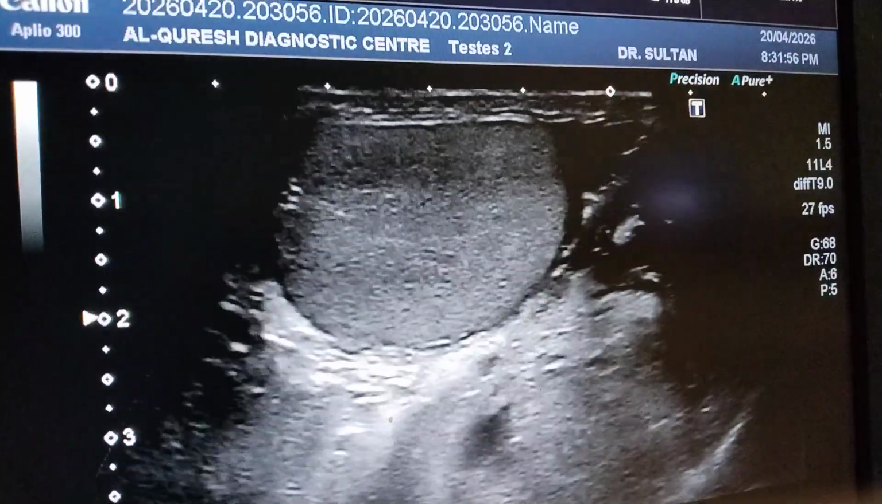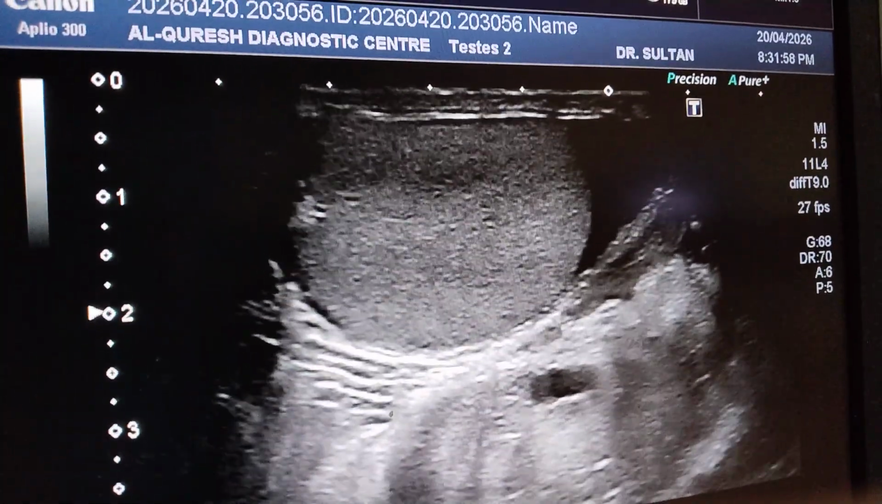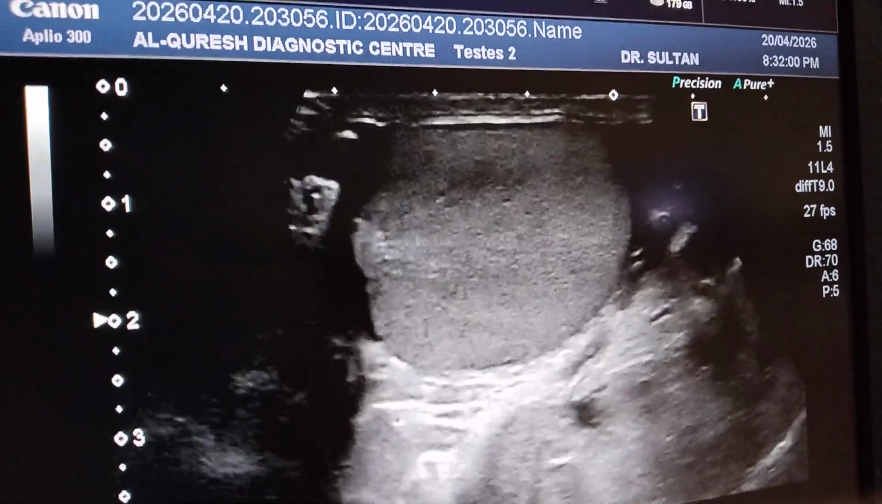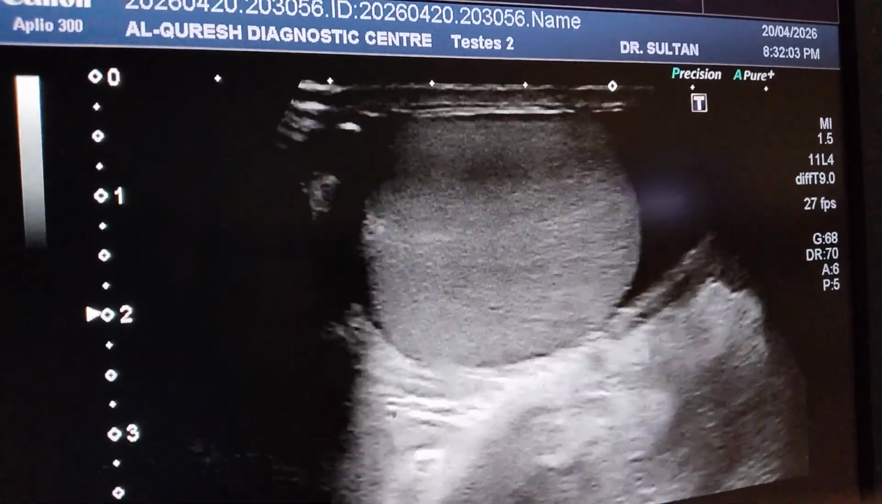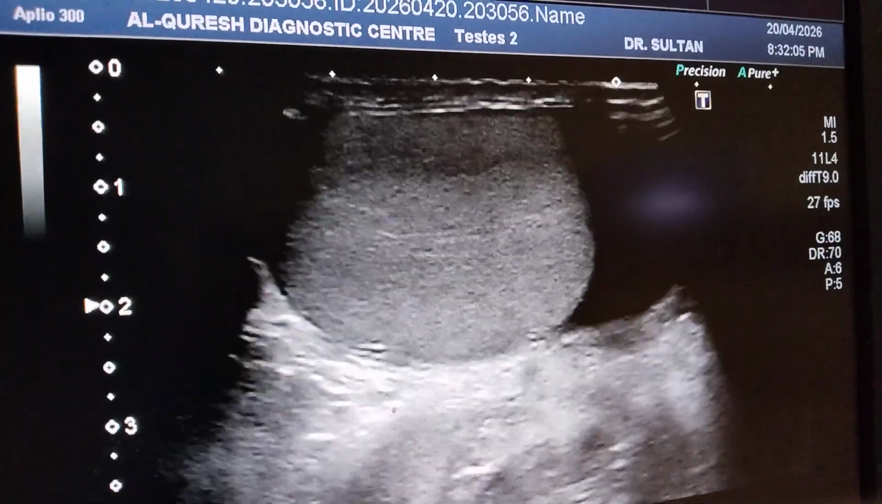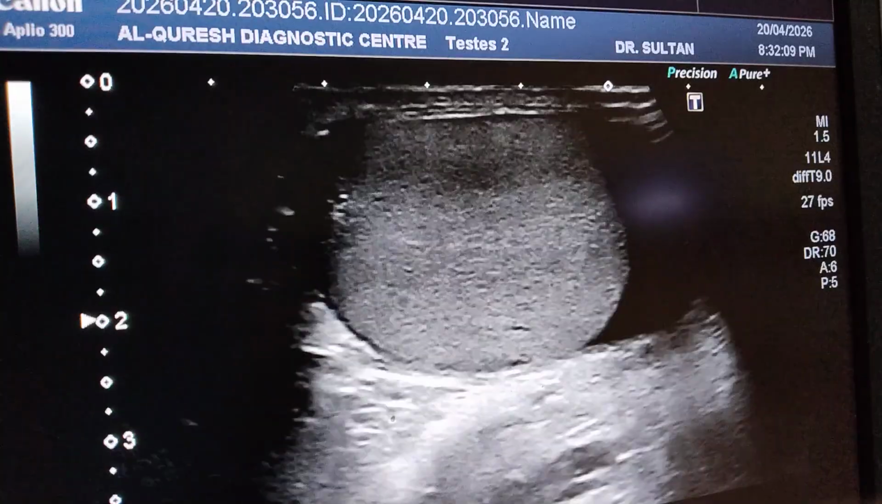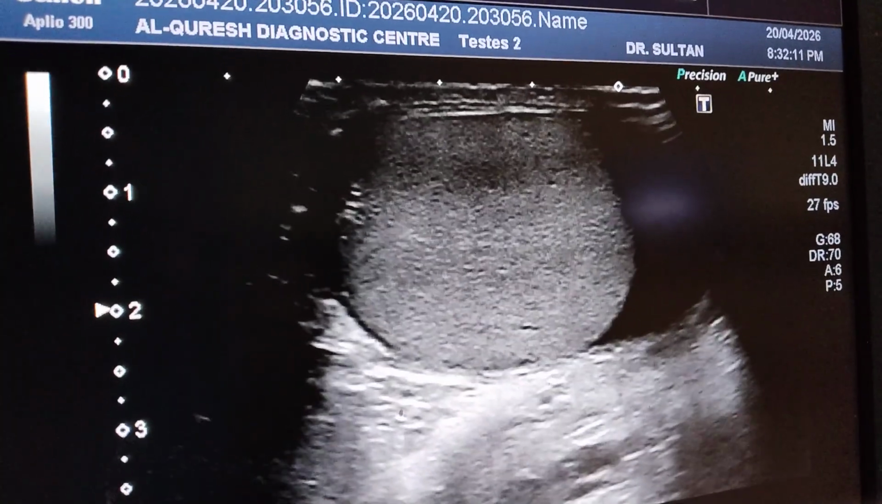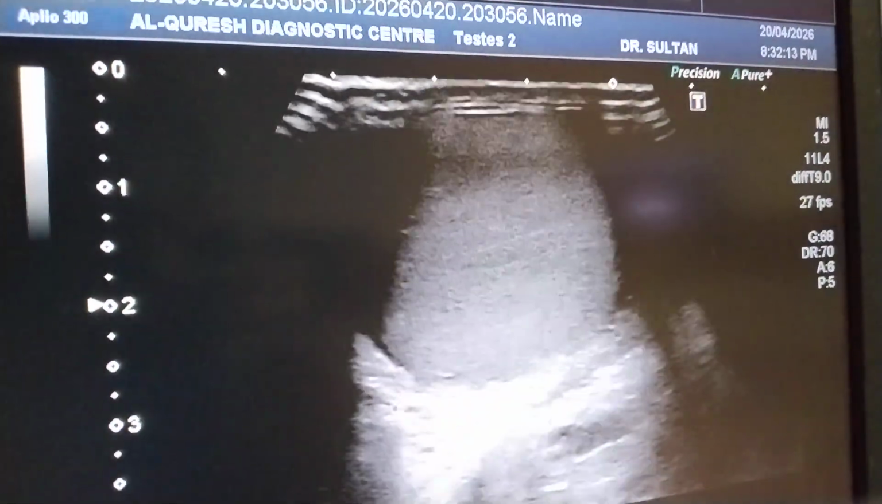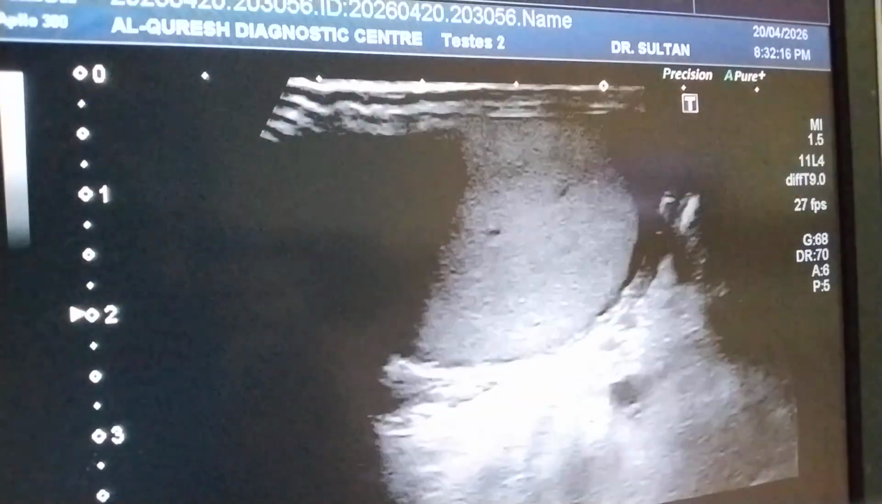Dear colleagues, I am Dr. Sultan Ayub, working as a radiologist. This is a male patient, almost 40 years of age, with a history of intense pain for the last 2 days in the left testes. So I am going to scan the scrotal region.